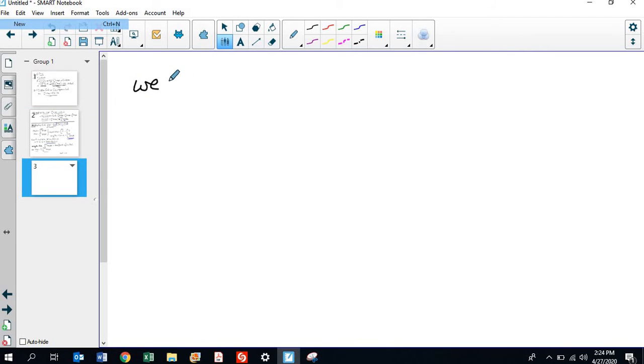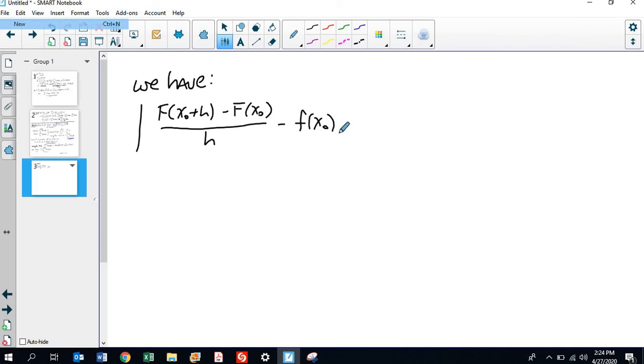All right, so we have the absolute value of the difference between the difference quotient of the big F at x0 and little f of x0. We're going to examine the difference between these two, because if we can make these very, very small, then we're set.